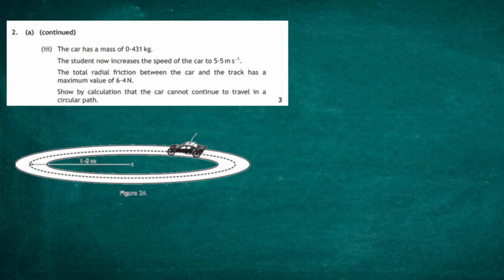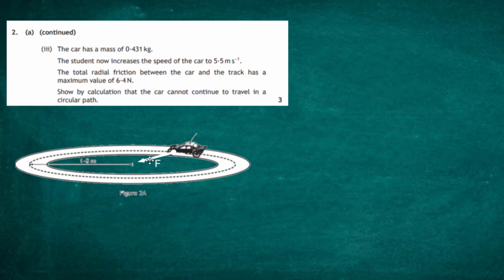Question 2a continued, part 3. The car has a mass of 0.431 kilograms, and the student now increases the speed of the car to 5.5 meters per second. The total radial friction between the car and the track has a maximum value of 6.4 newtons. And we have to show by calculation for our 3 marks that the car cannot continue to travel in a circular path. So what keeps the car in a circular path?